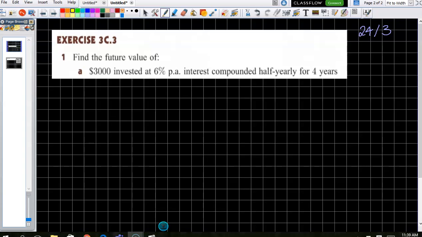So we look. First thing we do, we read the question and we see not only is it compounded, but because it's not compounded annually, it's compounded half yearly, we write down future value equals present value times 1 plus i over k, to the power kn.